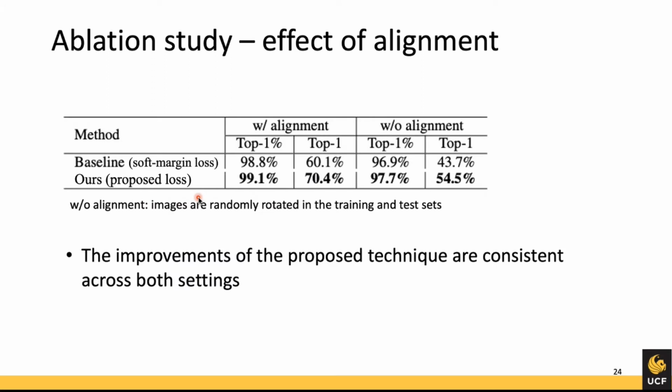We also study the effect of the alignment information. In the experiment, we have two settings. One is with alignment, the other is without alignment information. Without alignment means we randomly rotate the aerial images in the training and test sets to destroy the alignment information. As you can see from the result, the proposed loss is able to consistently improve over the baseline, which just uses the normal soft margin loss, by a considerable margin.